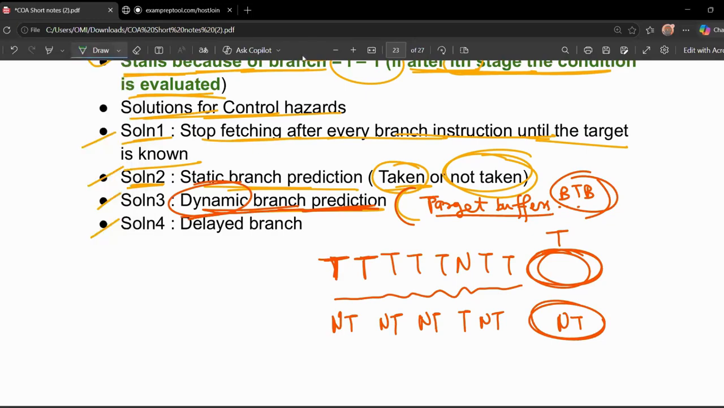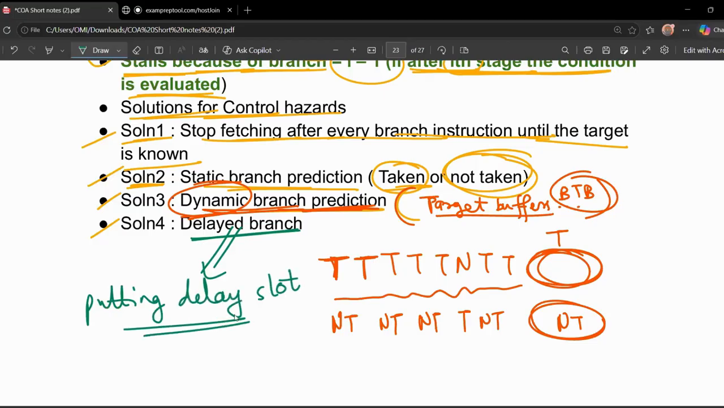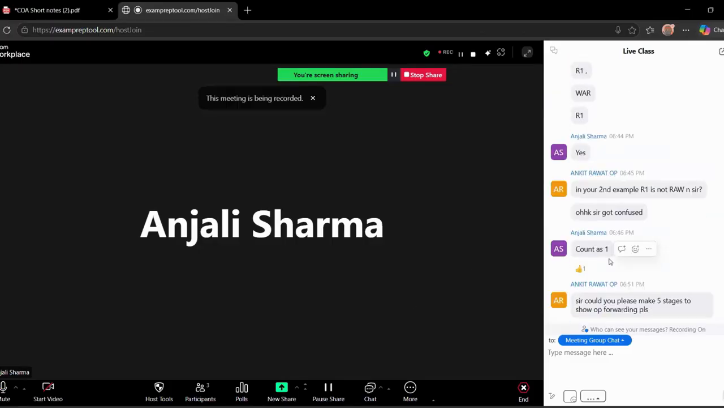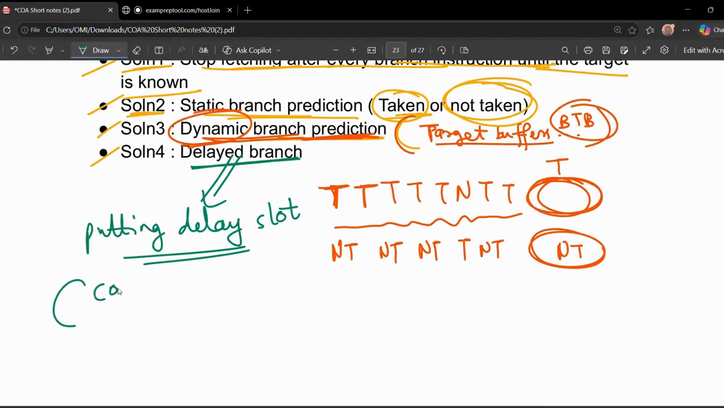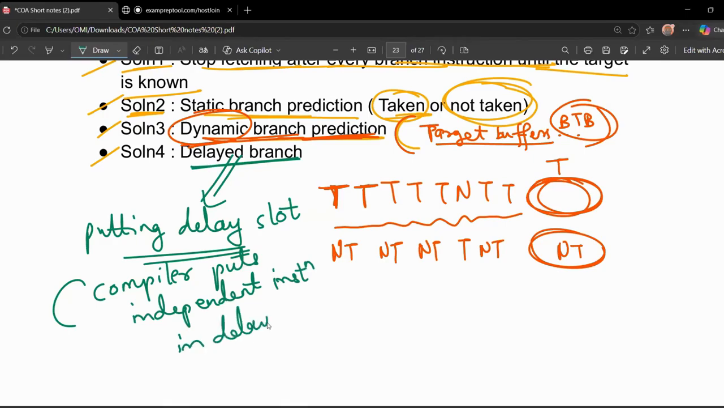And the last solution is delayed branch. Here we introduce a delay slot, and in the delay slot the compiler puts an independent instruction.